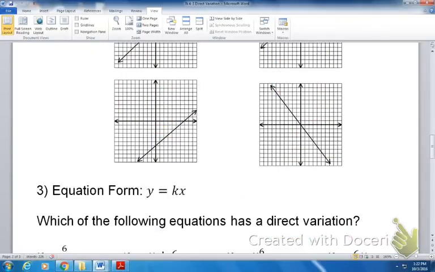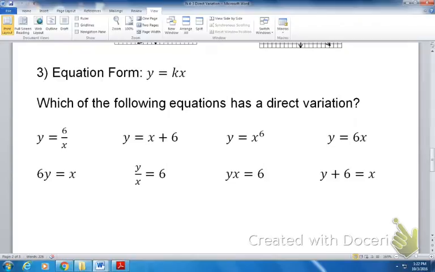Let's go down to the bottom. Now, this is the fun stuff. This is equation form. It says, which of the following equations has direct variation? Well, if you notice, when it gives us the equation form, it's solved for y, which means when we solve for y, it needs to equal a number times x, okay? So let's look at this first one. Y equals 6 over x. It's already solved for y, but it's not a number, then x. That one's not going to work.